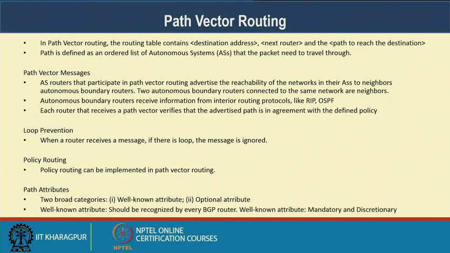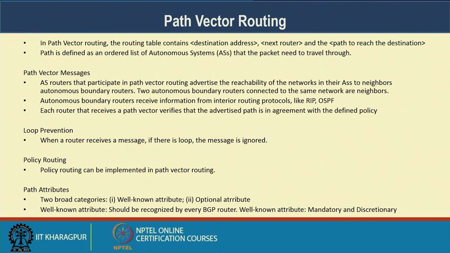So, how to identify a loop? If there is a repetition of an AS, like if I have AS 1, AS 2, AS 6, AS 9, AS 12, AS 13, again AS 6, AS 49, and so on, then there is a loop in the path. If there is a loop, it identifies it and discards the path. So when a router receives a message, if it can identify a loop, it ignores the message.